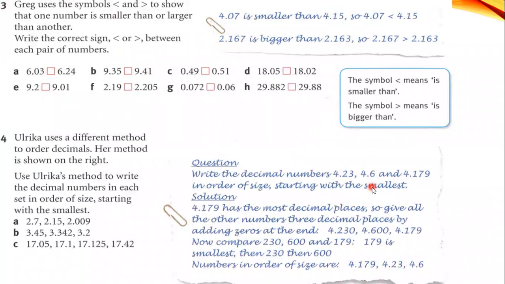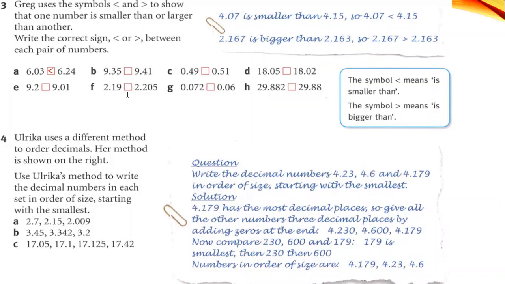Okay, so next we have question number 3. These are the symbols, so you just tell which one is bigger and which one is the smaller number. Let's see. 4.07 is smaller than 4.15. So how do you write this? The mouth of the sign must be open toward the bigger number. So let's suppose here is 6.03 and 6.24. Obviously 6.24 is bigger. So I put the sign like that, because the mouth of this one is open toward the bigger number.